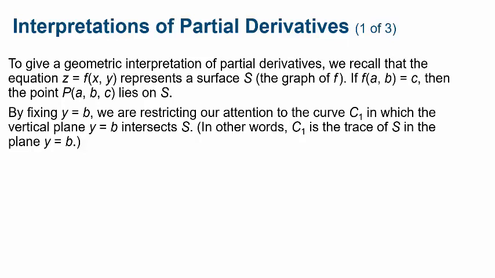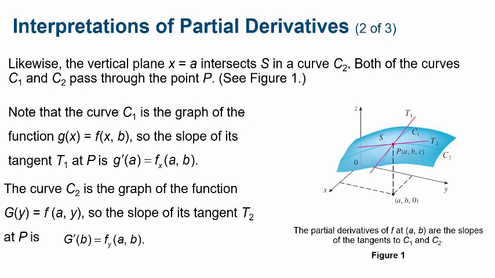By fixing y constant, y is equal to some value b, we are restricting our attention to the curve C1, which is where the vertical plane y is equal to b intersects our surface. So in other words, C1 is the trace of S in the plane y is equal to b. Looking here, S is our surface, and C1 is this curve right here. It's just the trace along the top here, this blue curve where y is equal to b.